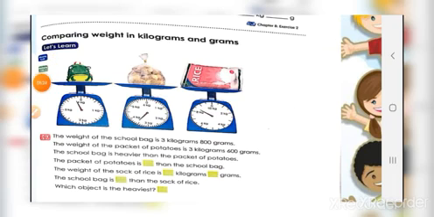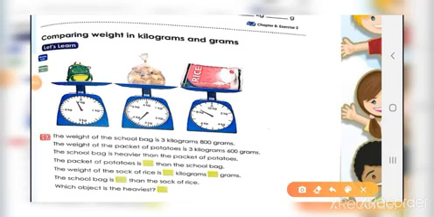Now let us compare the weights of the school bag and packet of potatoes. So the school bag is heavier than the packet of potatoes.